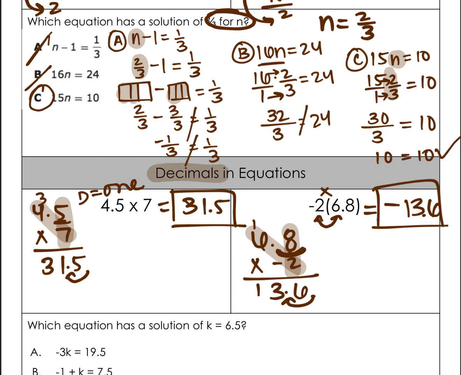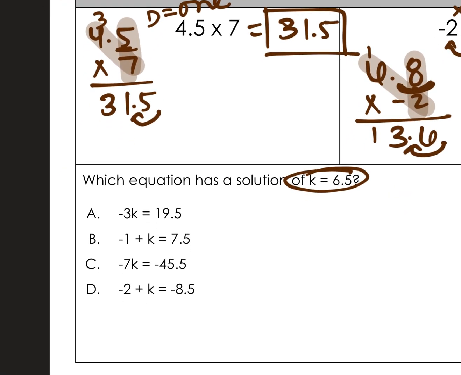All right, if you need to, take a quick break, but we are almost done. This last one says, which equation has a solution of k equals 6.5? Wherever I see a k, I'm going to insert a 6.5. Now, I'm going to try to do as little math as possible here. And the reason for it is I can remember my rules.